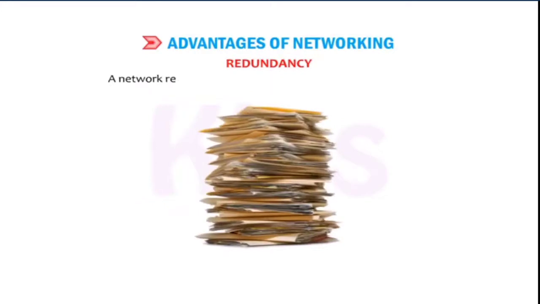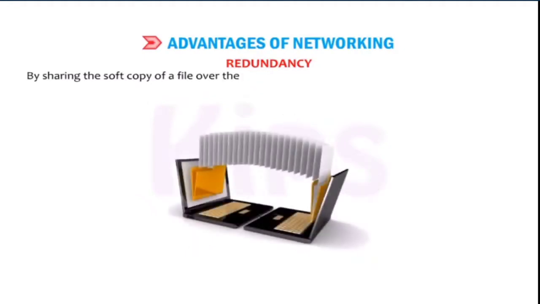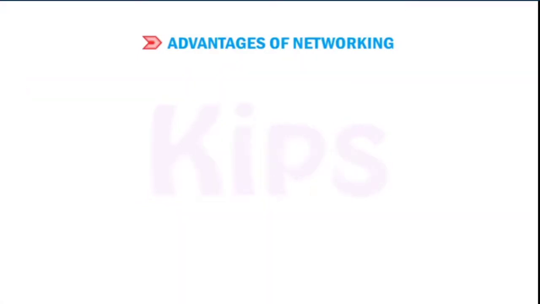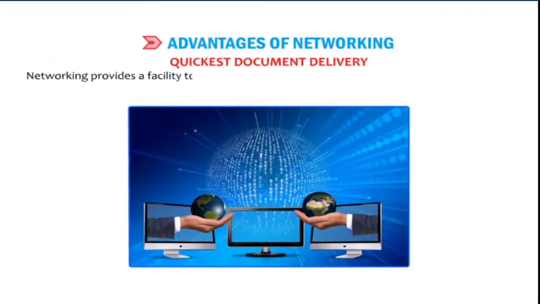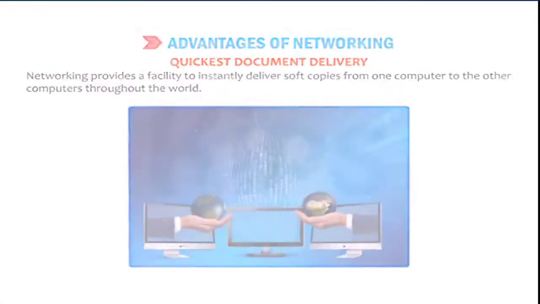Redundancy. A network reduces the need for hard copies of all documents. By sharing the soft copy of a file over the network, the need to share paper copies of reports or any other information can be eliminated or greatly reduced. Quickest document delivery. Networking provides a facility to instantly deliver soft copies from one computer to the other computers throughout the world.